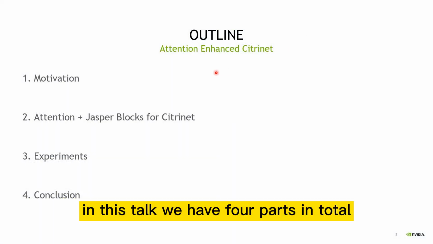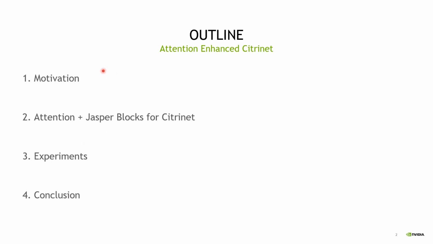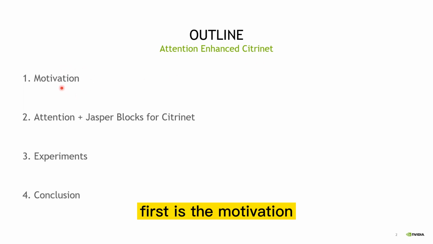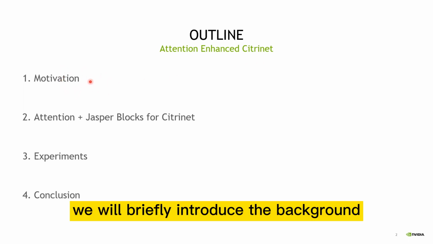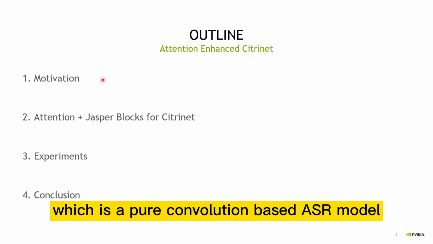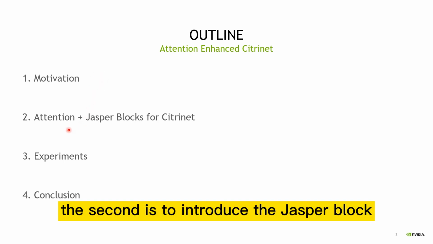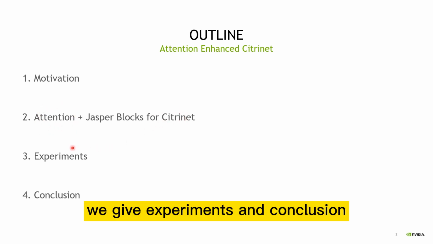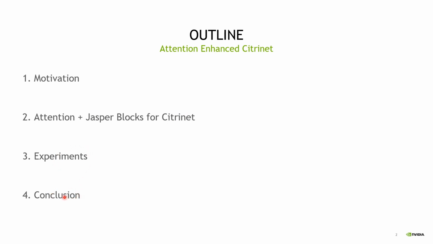In this talk, we have 4 parts in total for our attention-enhanced Citrinet. First is the motivation. We will briefly introduce the background knowledge of Citrinet, which is a pure convolution-based ASR model. The second is to introduce the Jasper block used in Citrinet and how we include multi-head self-attention mechanism into Citrinet. We give experiments and conclusion accordingly.